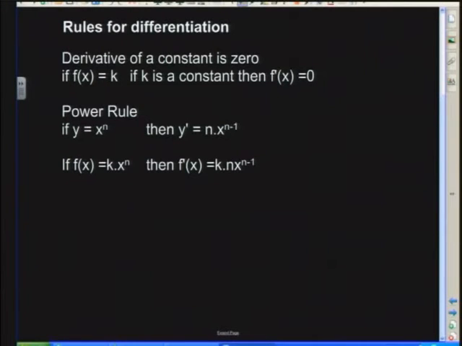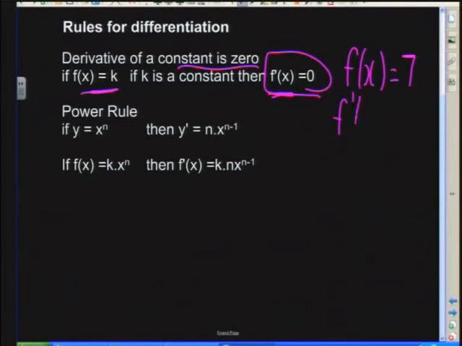The first one, the derivative of a constant is 0. So if f of x, if your function is equal to some k value and k is a constant number, then the derivative of f at x would just be equal to 0. So for example, if I had f of x is equal to 7, then the derivative of f at x, because the function is actually a constant number, the derivative of that would be 0.